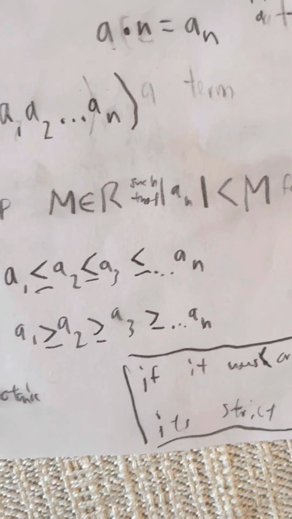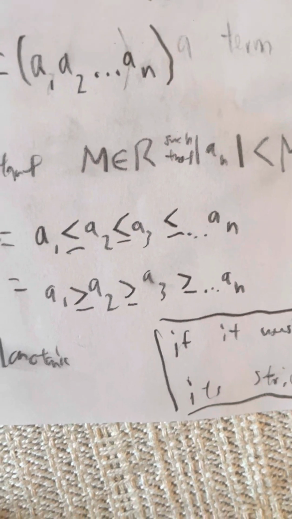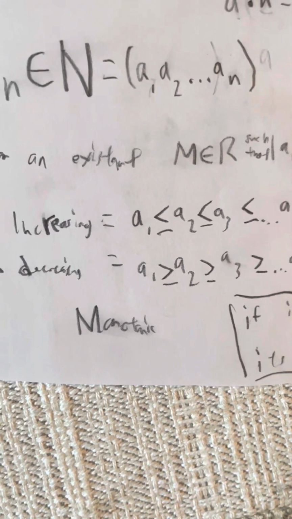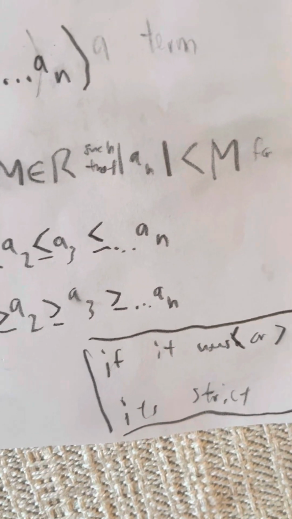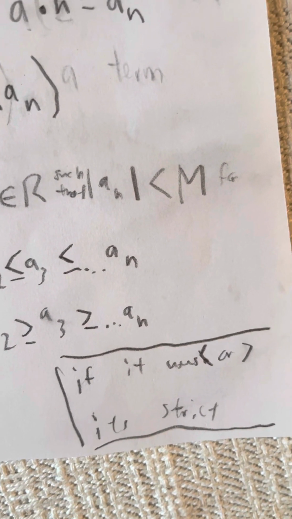And monotonically increasing and decreasing like that, with the greater or equal and less or equal. Monotonic: if it uses greater than or less than, it is strict, without the equal.